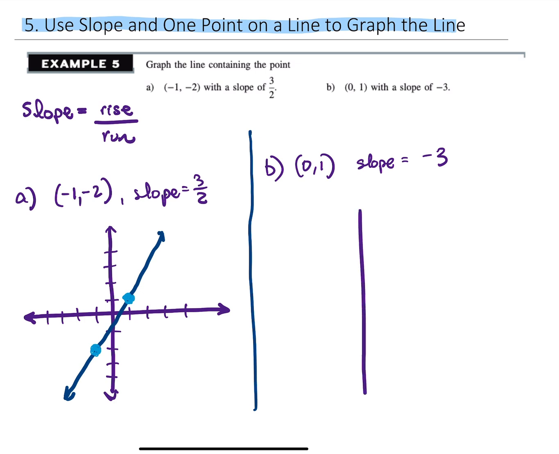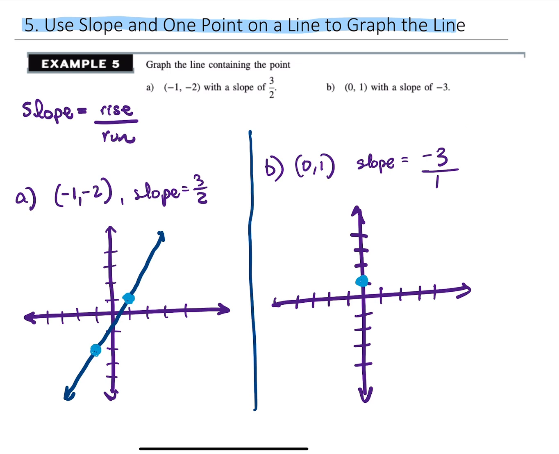So let's use the same strategy. I'll start by plotting my first point. (0, 1) would be here on the y-axis. It has an x value of 0, y value of 1. And then the slope is -3. It's just a number, so I can view this as -3 over 1. If you ever have a single number, you can just place it over 1, and that will give you that rise over run fraction. A whole number is technically still a fraction.